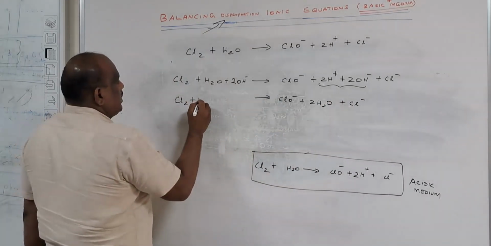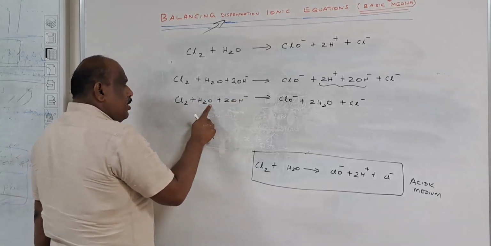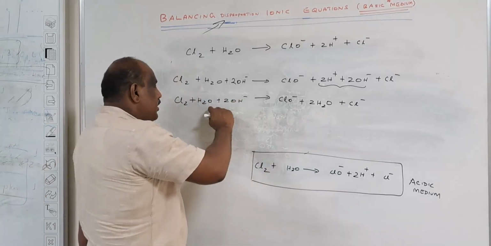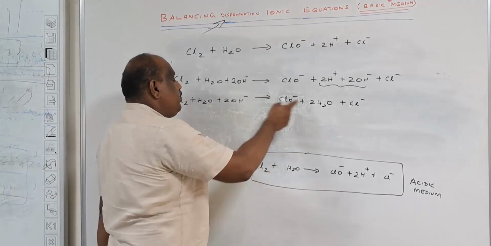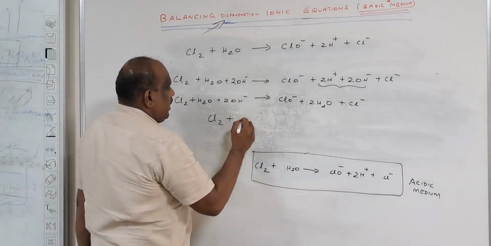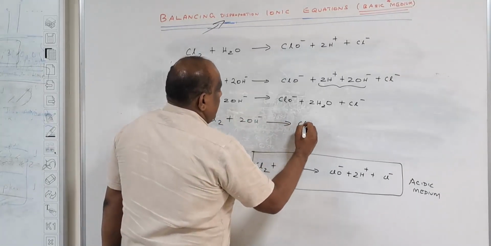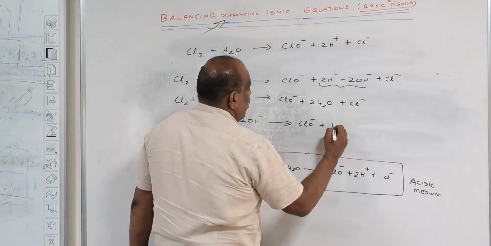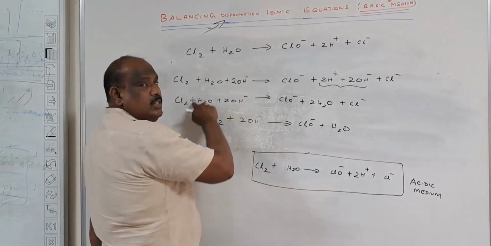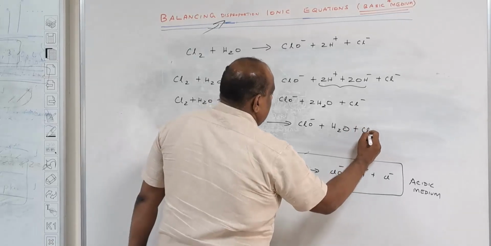Cl2 plus H2O plus 2OH-. Now there is one water molecule here and water molecules there. Take this one to that side and it becomes negative. So 2 minus 1 becomes 1. So the final form will be Cl2 plus 2OH- ions gives rise to ClO- plus 1 H2O plus Cl- ion.